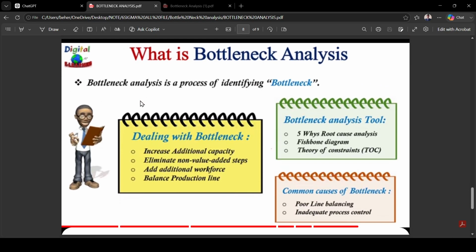What is bottleneck analysis? Bottleneck analysis is a process of identifying bottlenecks, dealing with bottlenecks, increasing additional capacity, eliminating non-value-added steps, adding additional workforce, and balancing the production line. Bottleneck analysis tools: Gemba analysis, Pareto diagram, theory of constraints. Common causes of bottlenecks: poor line balancing and inadequate process control.